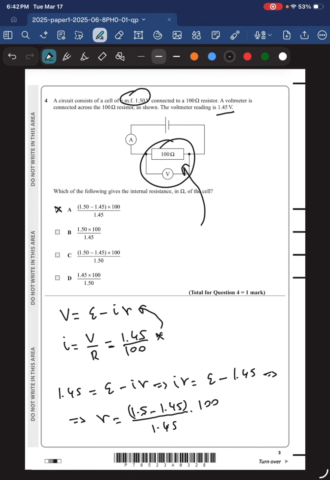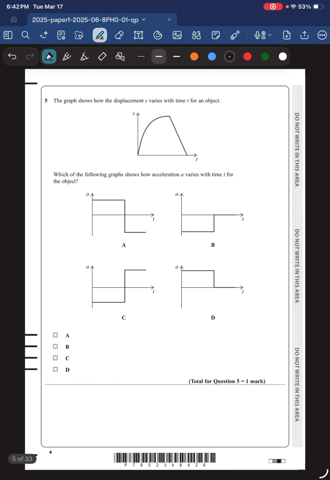So we start from here. We use the voltmeter reading to calculate the current, which we do using this formula. I'm just boxing it, okay? And then we know that across an amp, the voltage is given by the formula shown in the red box, EMF minus Ir, and we just solve for r, which is the internal resistance.